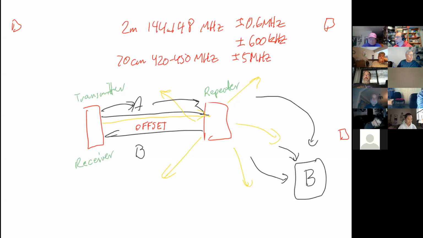which basically means that whatever frequency the repeater is transmitting on, I am transmitting on a different frequency so that those signals don't clobber each other. So that the repeater can actually hear and transmit on different frequencies at the same time. All right, so that's known as a repeater offset. Now, offsets are not exclusive to repeaters.